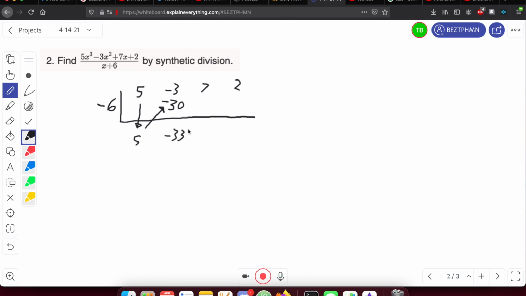We're going to multiply -6 times -33 and bring it up here below the 7. In this case, it is 198. Now we're going to add 7 plus 198 and bring it down. And this will be 205. And now we're again going to multiply -6 times 205, and this will give us -1230. Just adding 2 plus -1230, or 2 minus 1230, this will give us -1228.